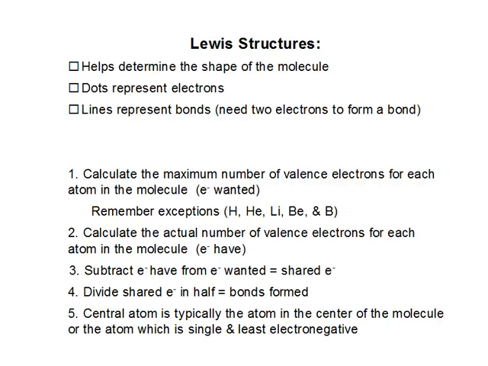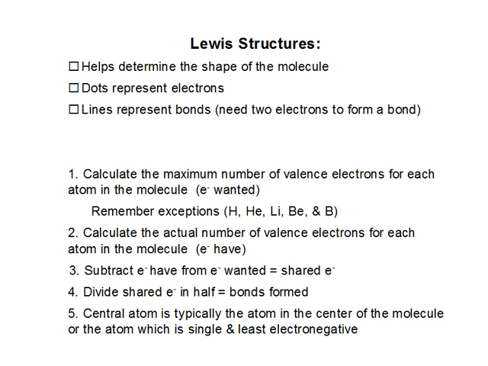But when you draw a Lewis structure, dots are going to represent electrons or lone pairs, and lines are going to represent a bond. Remember that every one line is 2 electrons. So if there are 2 lines, it's 4 electrons being shared, or a double covalent bond. And if there are 3 lines between 2 atoms, that would be a triple covalent bond, or 6 electrons total being shared.